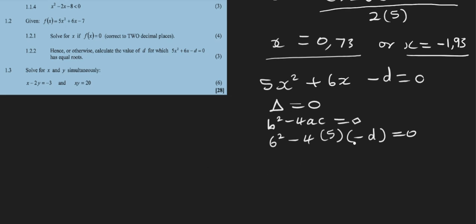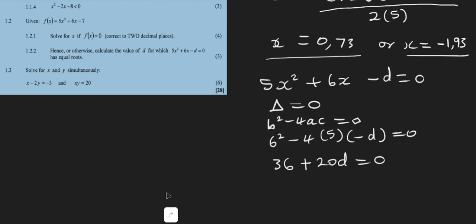So in order to find d, we are just going to say here we have 36 minus 20. If you multiply 4 and 5, you are going to get 20. Multiply to the negative d, and then we are going to get a positive 20d equals to 0. So let me fix that one. It is going to be equals to 0.